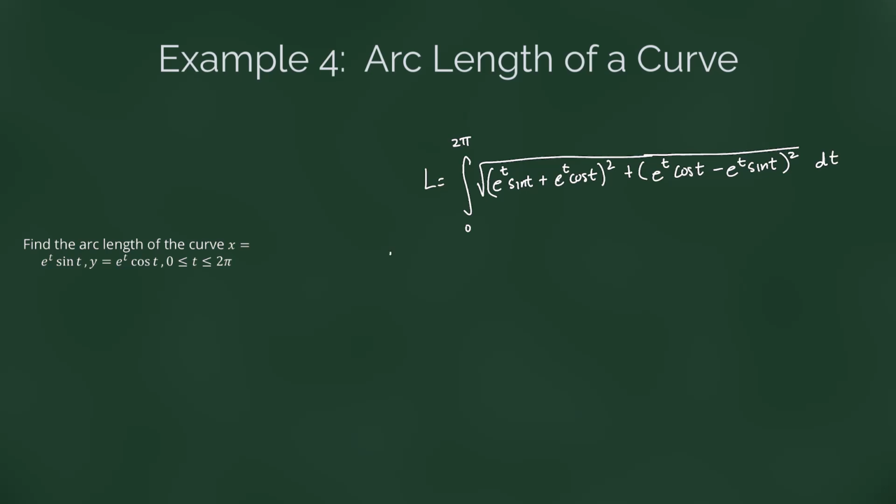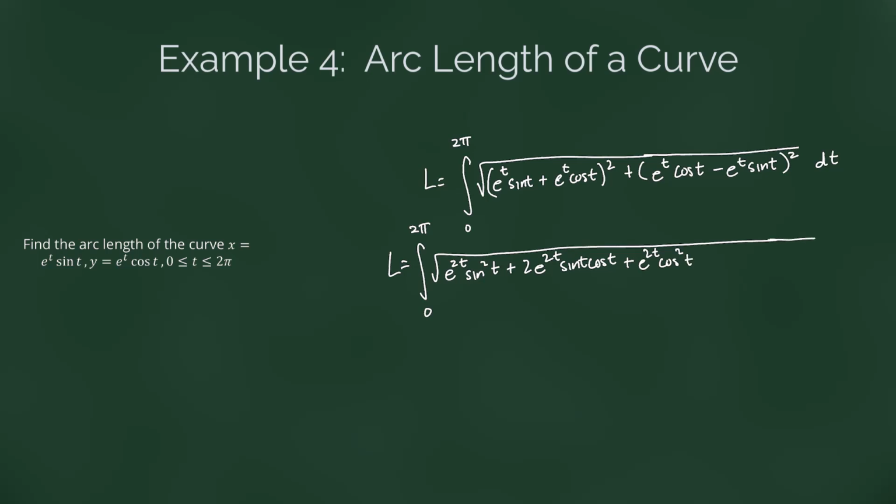So now I'm going to attempt to simplify this without running out of space. So we have the integral from 0 to 2 pi. When I square the first term, I get e to the 2t sine squared of t plus 2 e to the 2t sine t cosine t. And then squaring the last term, we get e to the 2t cosine squared of t. And I'm highly likely at this point to run out of room. Then, from squaring the next term, we get e to the 2t cosine squared of t minus 2 e to the 2t sine t cosine t.